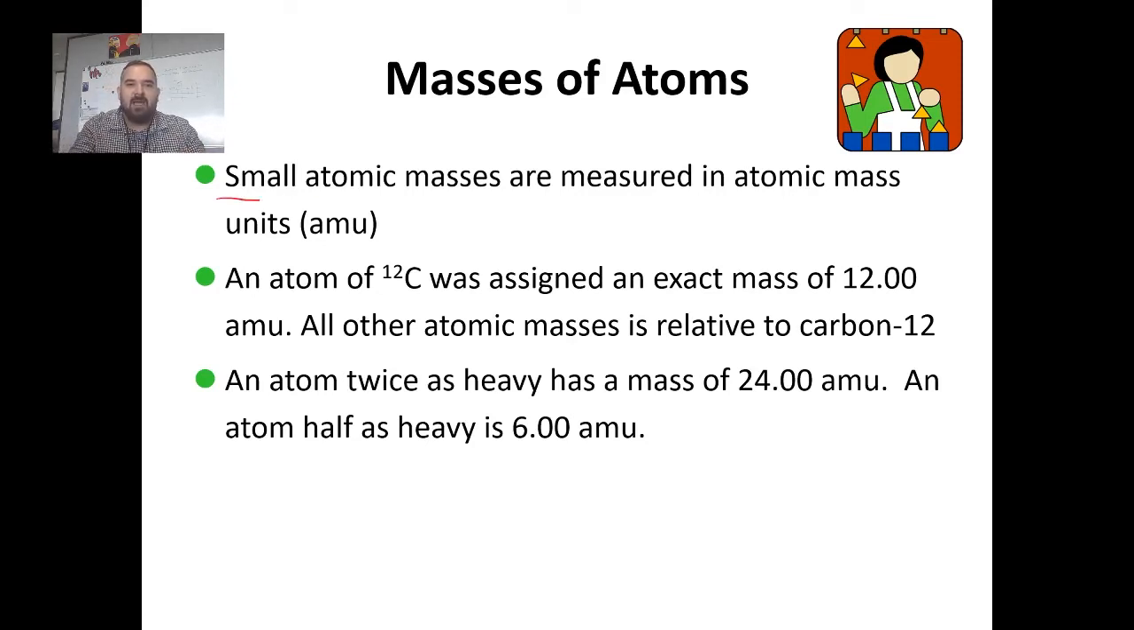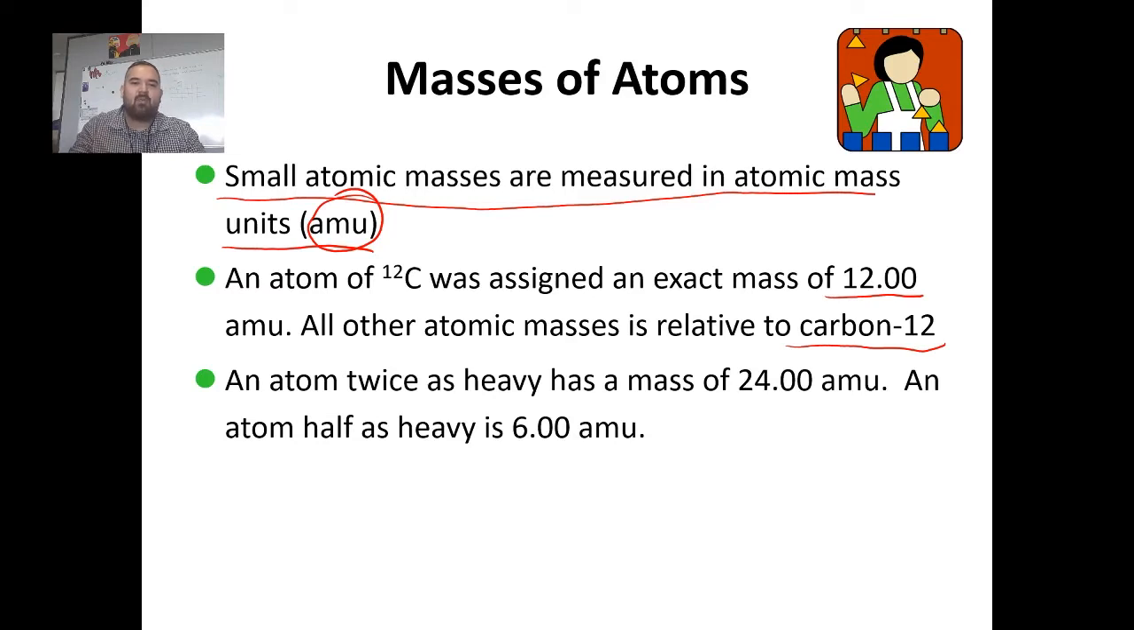So small atomic masses are measured in atomic mass units, AMUs. So anytime you see AMU, know that means atomic mass unit. I think we wrote it in our last notes, so it's not something you need to write down. An atom of carbon-12 was assigned the exact mass of 12 AMU. All other atomic masses are relative to carbon-12, which means carbon-12 was assigned the mass of 12 AMU, which is equivalent to 12 grams, and all other atoms are just relative to carbon. So carbon's real important with average atomic mass.